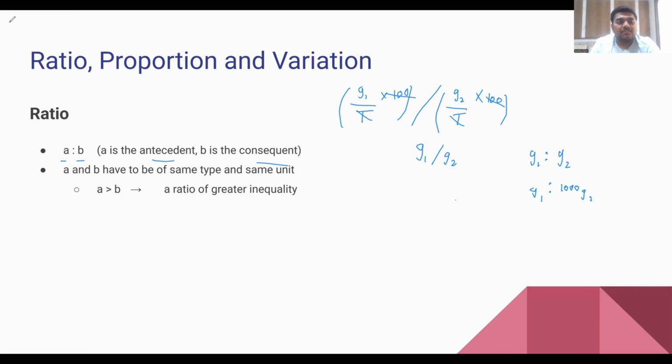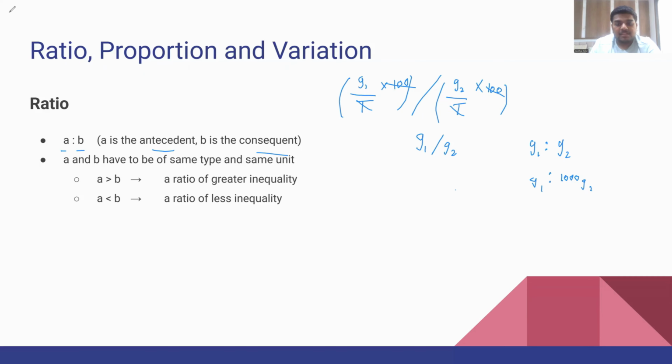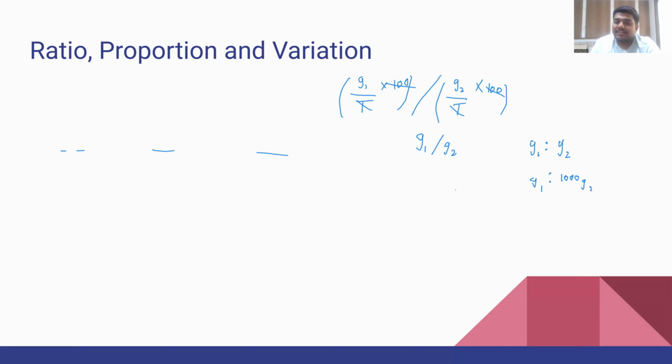Now there are some types of ratios. If the first quantity is greater than the second, then we say that it is a ratio of greater inequality. If A is less than B, like the first quantity is less than the second one, it is a ratio of less inequality. And A equal to B is a ratio of equality. Okay, so that is pretty much it for ratios.